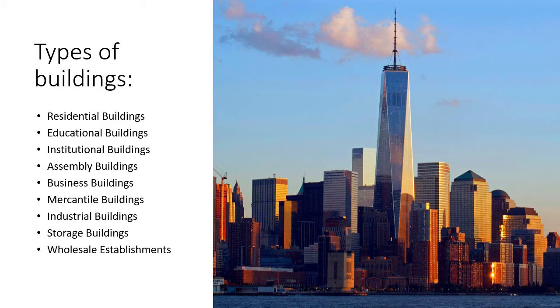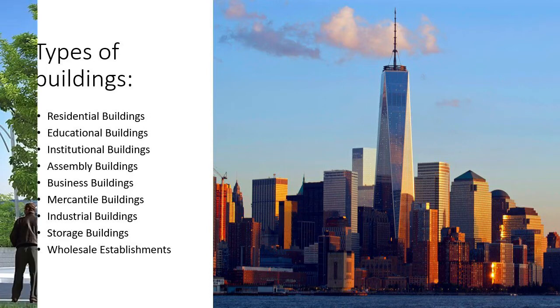So, types of buildings. On this slide, we can see some examples of them. There are residential, educational, institutional, assembly, business, mercantile, industrial, storage, and wholesale establishments.